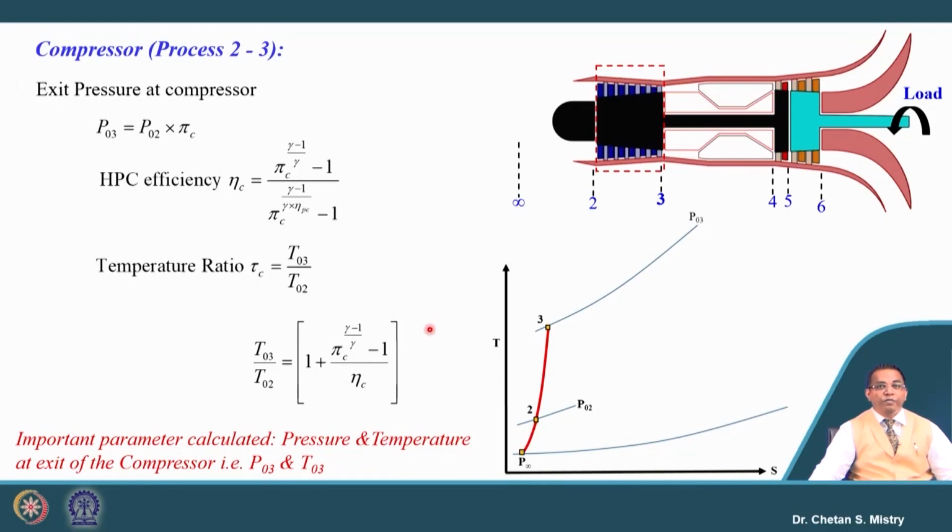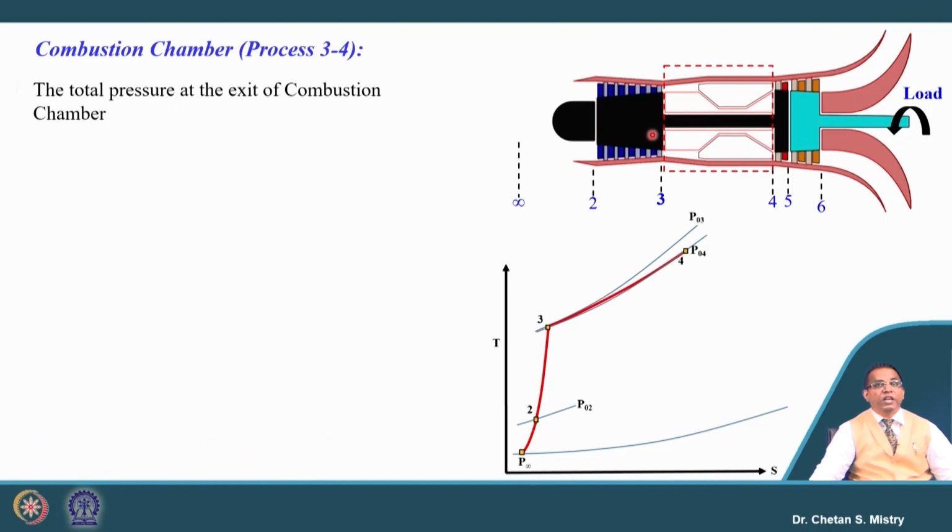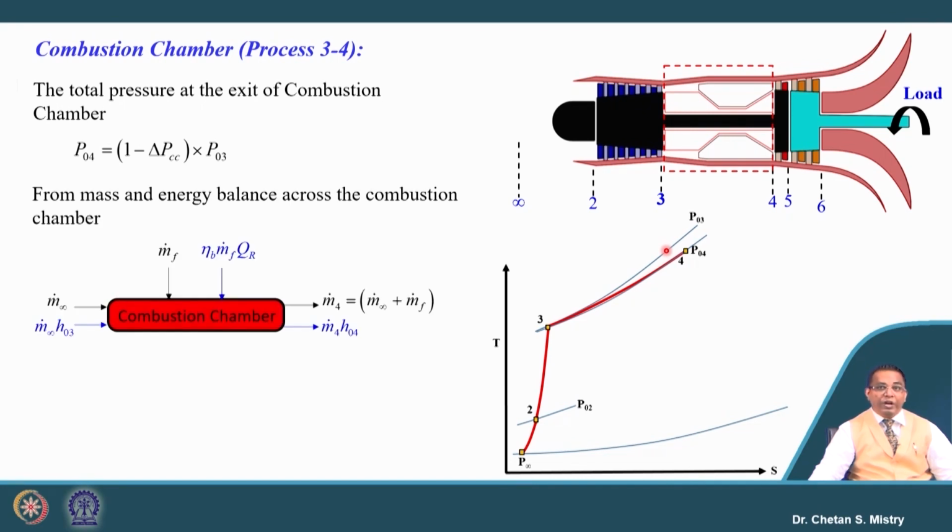So now we have information about point 3, we can say it is T03. So we have reached here. The next component we have is our combustion chamber, and in the combustion chamber we have realized there will be a drop of pressure, and that drop of pressure we are representing in terms of P04 here. What is happening here in our combustion chamber? In order to analyze that, we will go with our control volume approach.